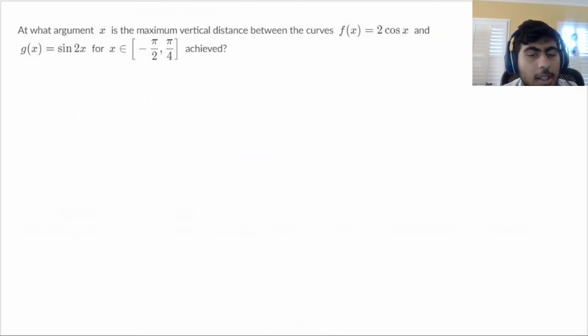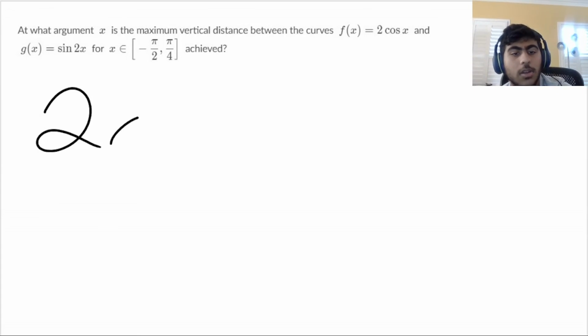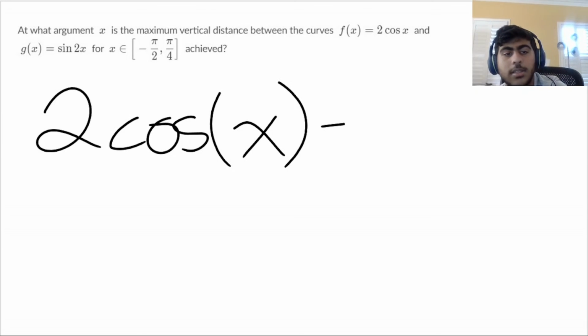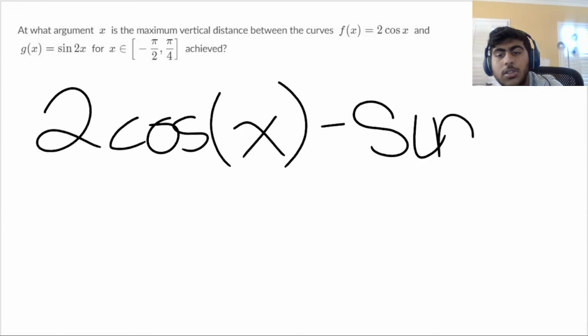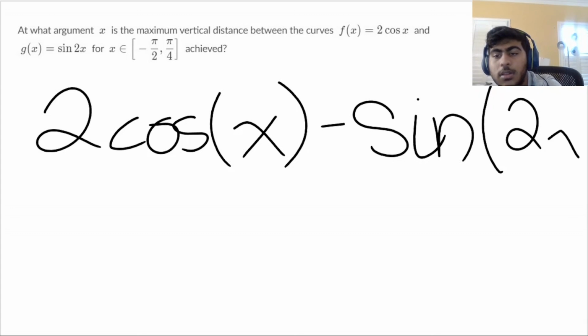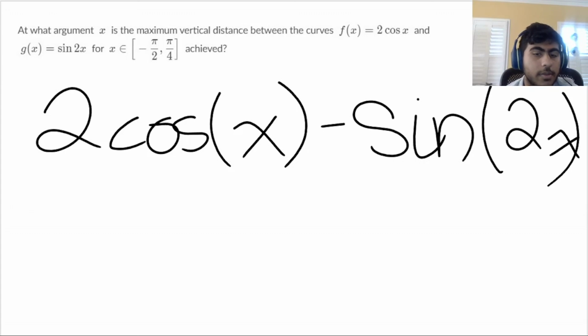Right, let's move on to the last question. At what argument x is the maximum vertical distance between the curves f of x equals 2 cos x and g of x equals sine 2x for x in negative pi over 2 to pi over 4 achieved? So we're trying to find the maximum vertical distance, so we subtract them. Maximum vertical distance, 2 cosine of x minus sine 2x, and then we take the derivative.